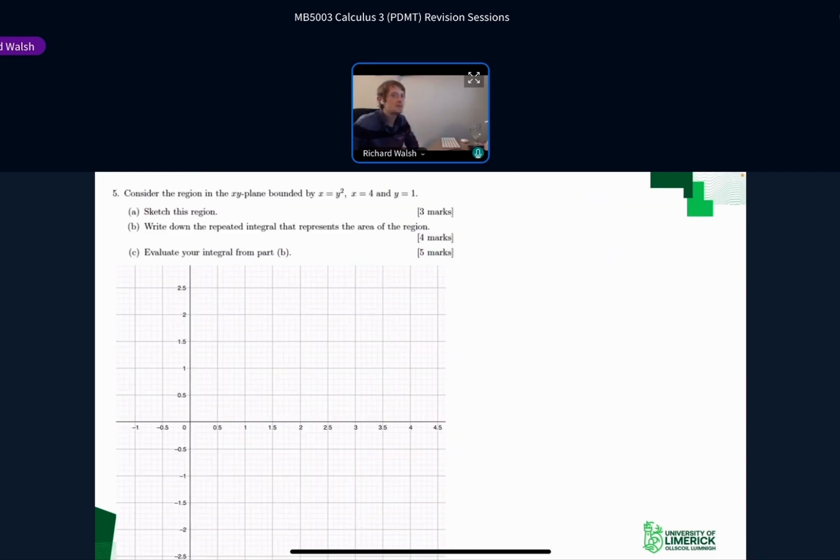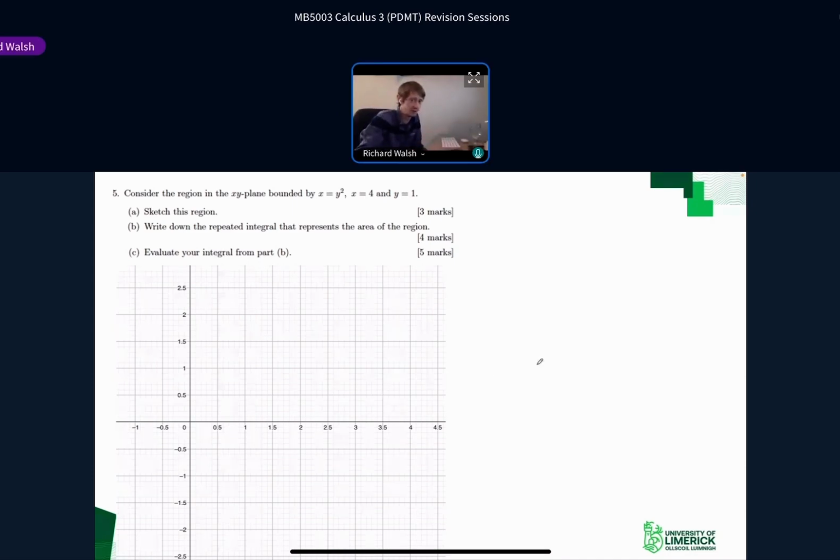Question 5. So question 5 said, consider the region. You weren't given this thing. I'm putting in screenshots of the graph as it goes along. Consider the region in the XY plane bounded by x equals y squared, x equals 4, and y equals 1. And we're asked to sketch this region in the first part of the question.